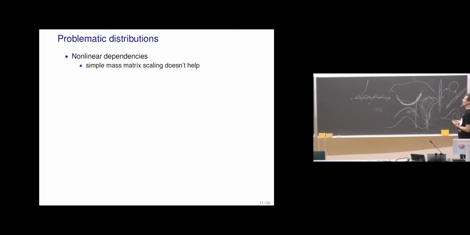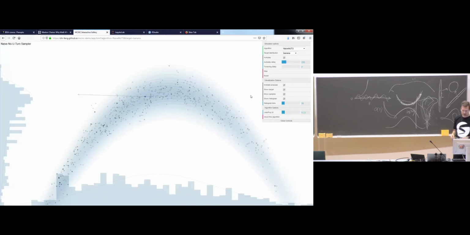I already mentioned several of these problematic cases. Nonlinear dependencies, where we have some kind of banana-like shape, which was also here. It's not enough that we would scale or rotate because of the nonlinear dependency. We still need small step sizes somewhere, which means that it takes more time to get from one end to another. But with HMC, we are able to get further.